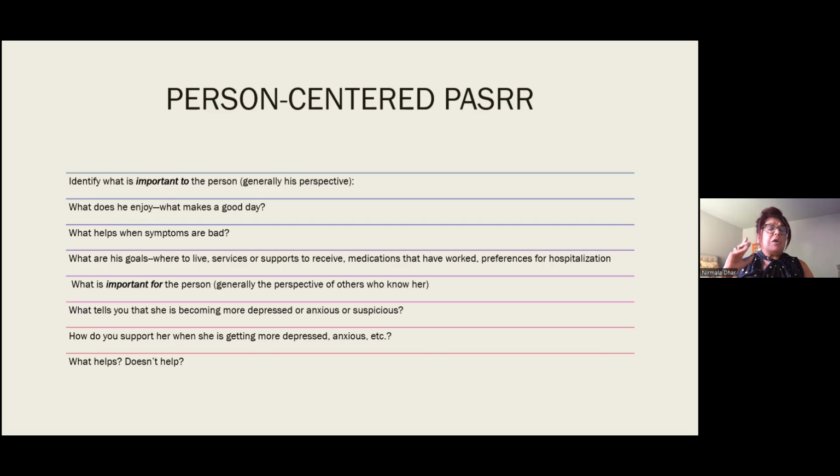And we talk all the time about person-centered PASRR. What is important to the person? What does he enjoy? What makes a good day? What helps when symptoms are bad? You know, what are their goals? What's important to them? Like the what matters to you question.